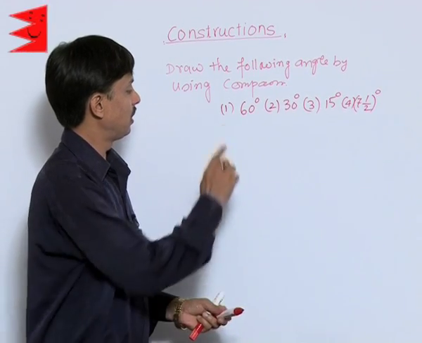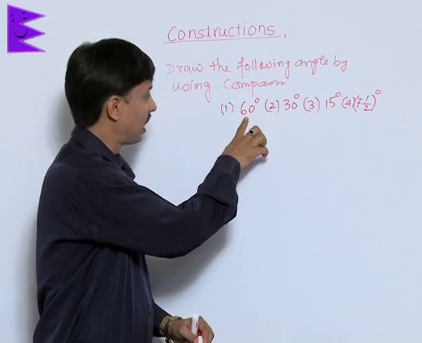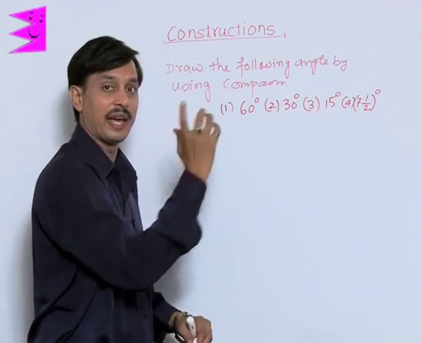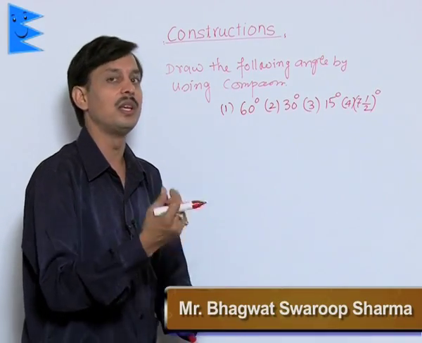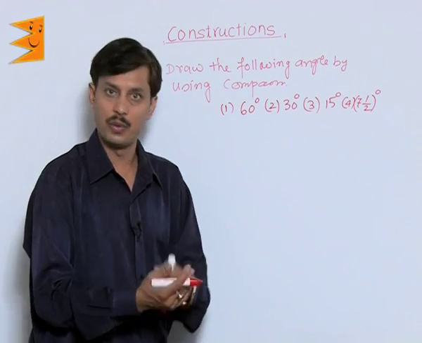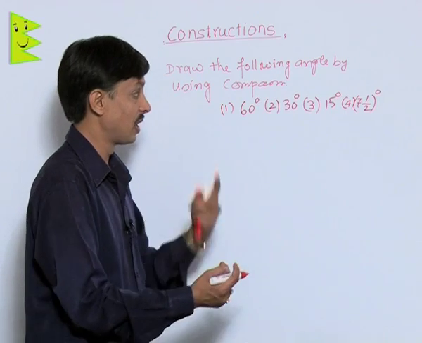Now after discussing how and why the angle is 60 degrees, I want to tell you how to draw an angle of 30 degrees. It is very simple. Only one thing is required, that is how to draw the bisector of a given angle, because 30 is exactly half of 60 degrees.